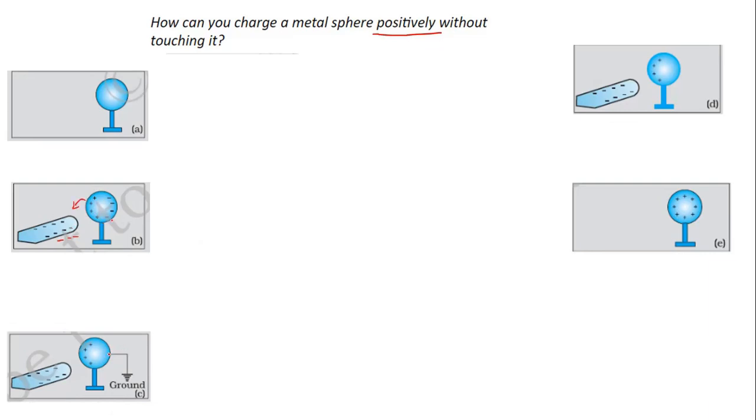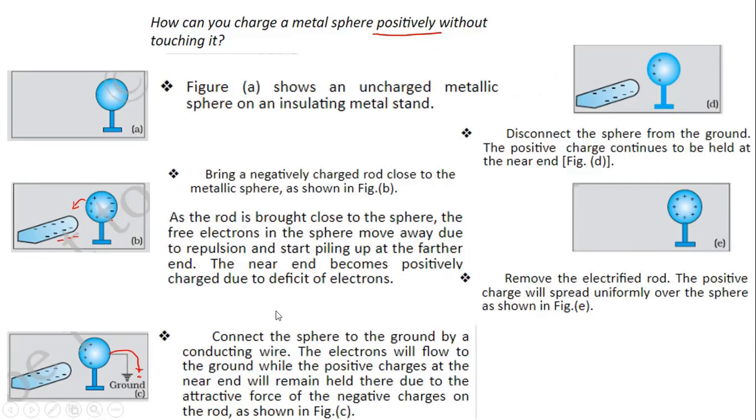When we ground this, all the negative charges will be grounded in this particular direction, and the positive charges, again there will be redistribution. So all this you have to explain in words. This is how you can explain in detail how we can charge a metal sphere positively.